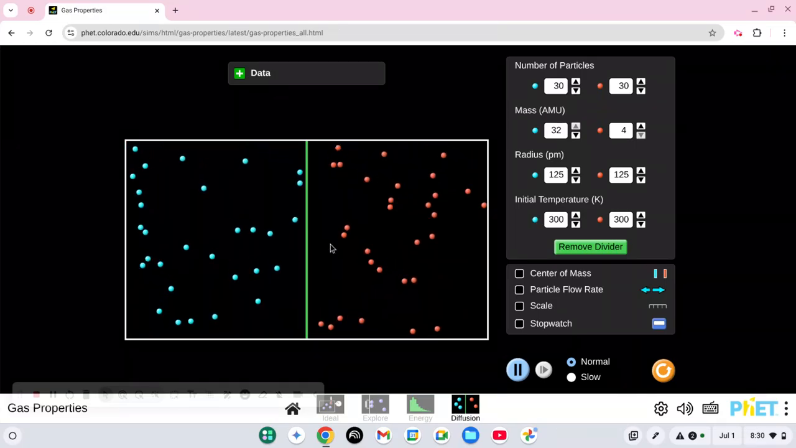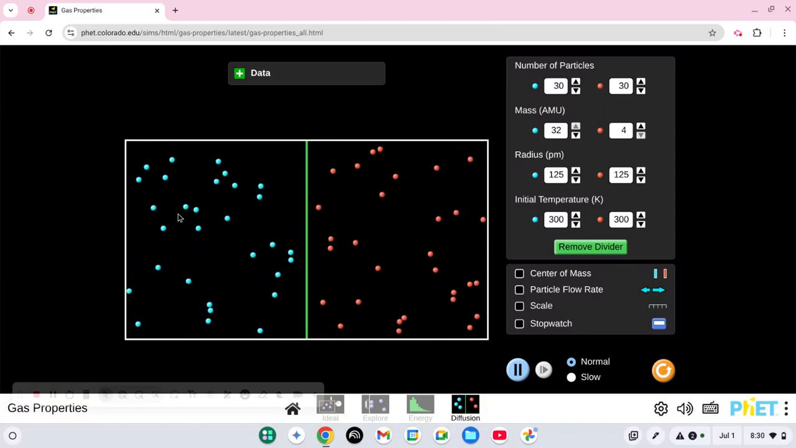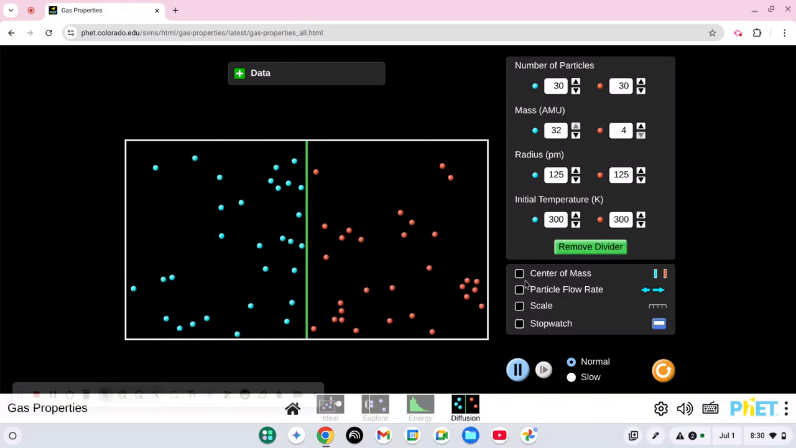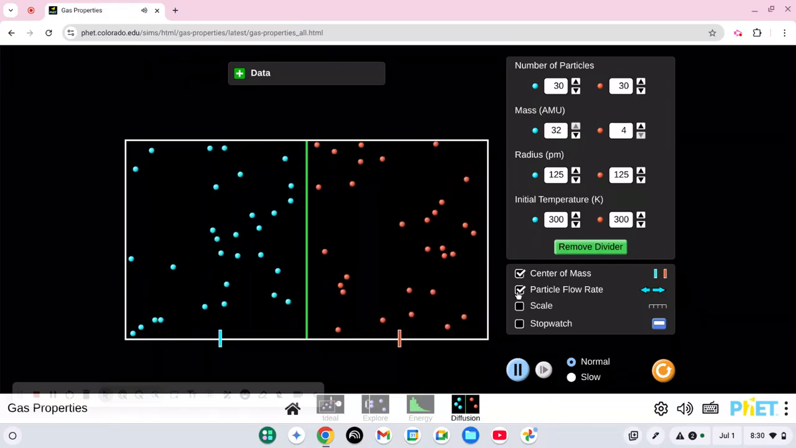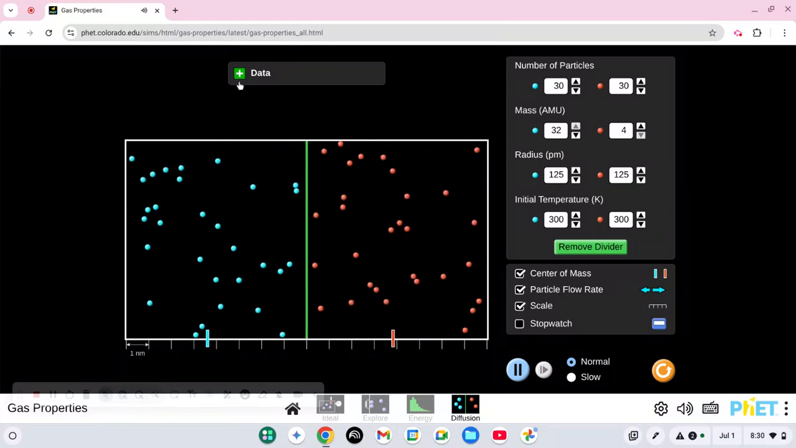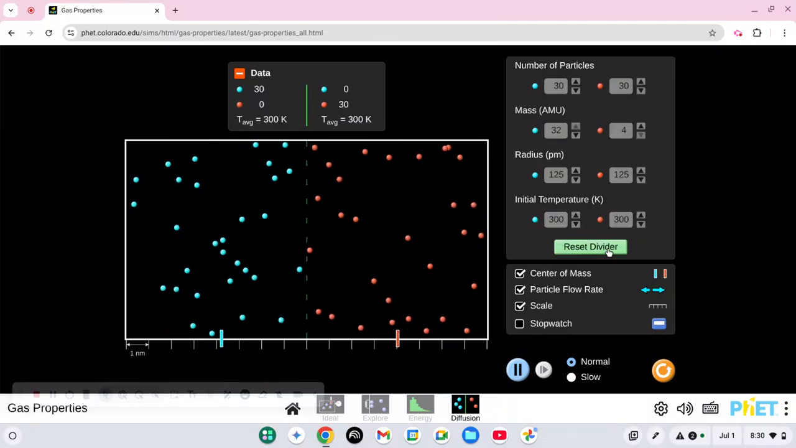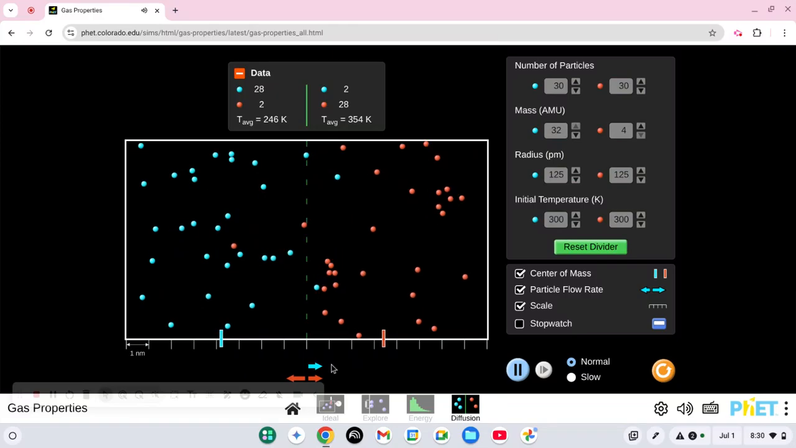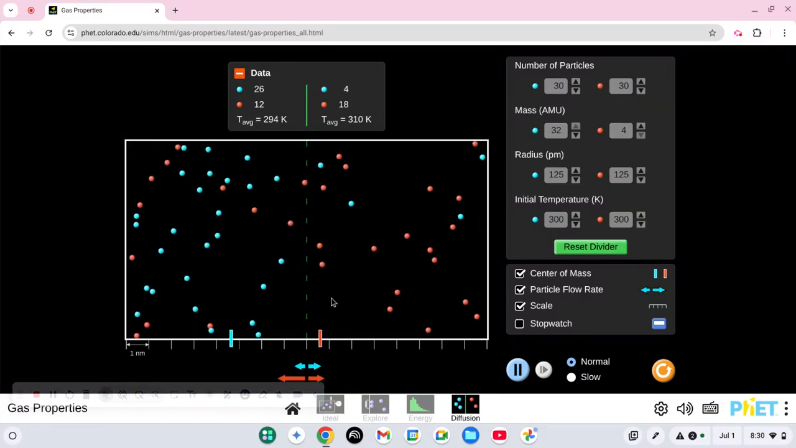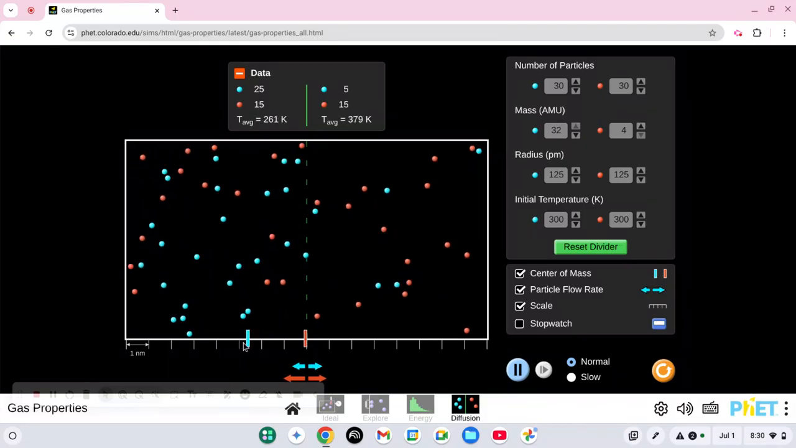Okay, so the mass is going to be a lot lighter than, say, these guys. So as you can notice, over here on the right hand side, they're moving a lot quicker than, say, these heavier particles. And I'm going to include the center of mass and the particle flow rate, our scale. I don't think we need our stopwatch, but I'm going to remove the divider in between these two, and you can see the rate of motion. These particles are moving from left to right, and eventually they will soon reach equilibrium.